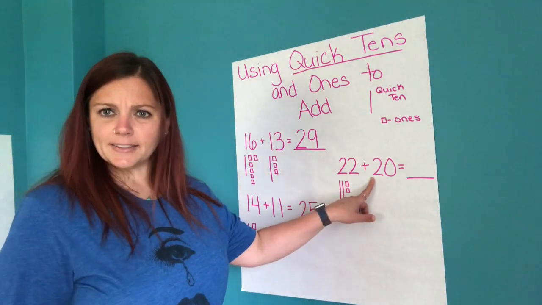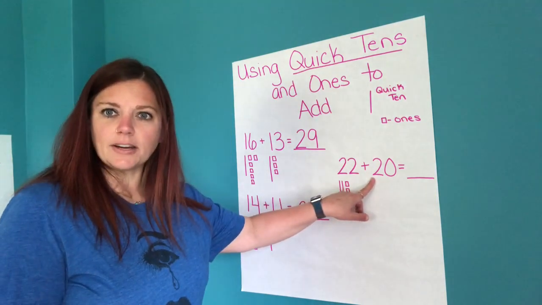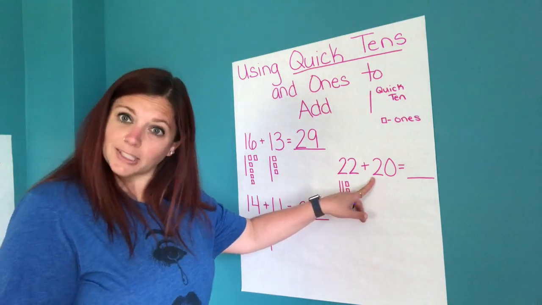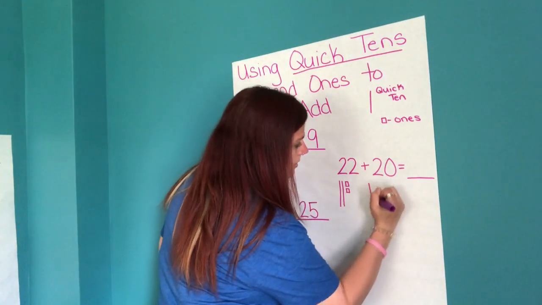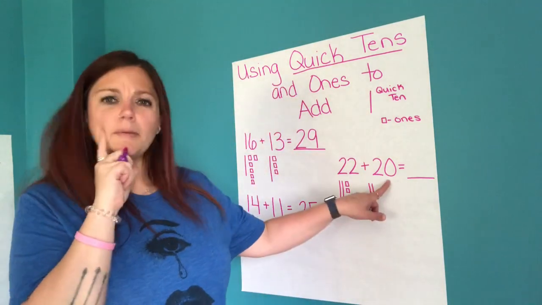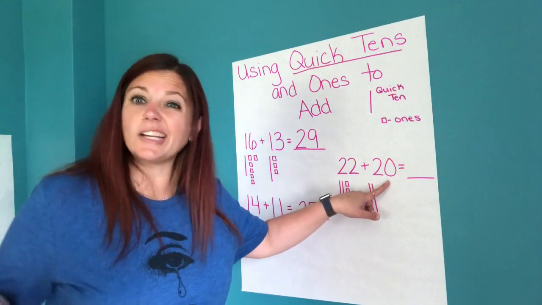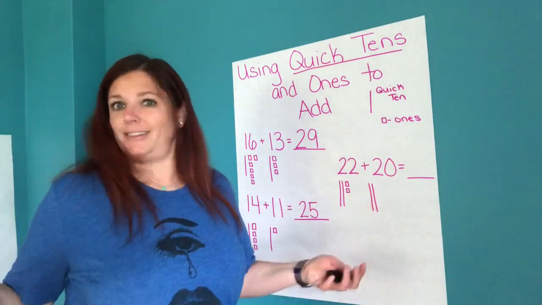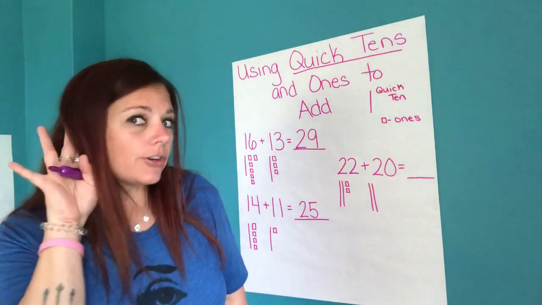Okay, now I move on to my second number. What number is that? 20. So let's look at our tens. What number is there? 2. So how many quick tens am I going to draw? 2. Ready? 1, 2. Look at my ones place. There's no ones there. 0, right? Do I have to draw any? Nada. Zip.